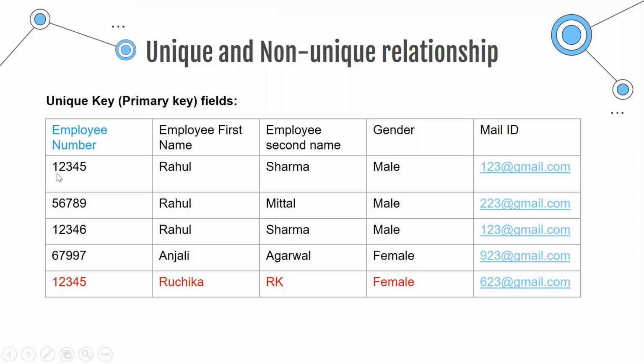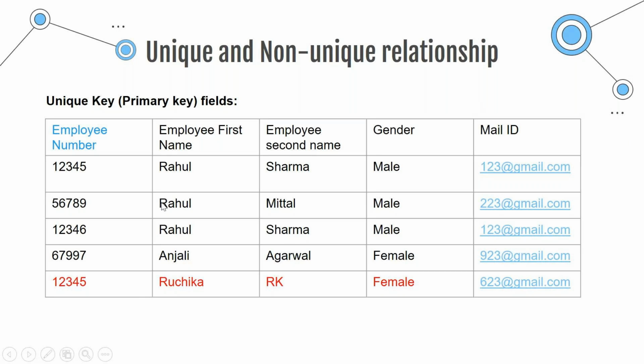See, I'm having this many number of employees in my table. Till here everything is in black. Black means accepted, no problem at all. But look at the last entry here. 1 2 3 4 5, I've written it twice. I've already written it for Rahul. I'm trying to assign the same employee number to Ruchika, which is not possible.